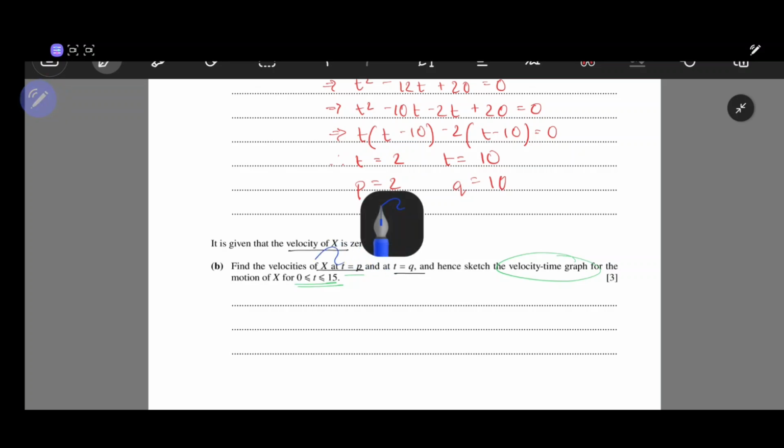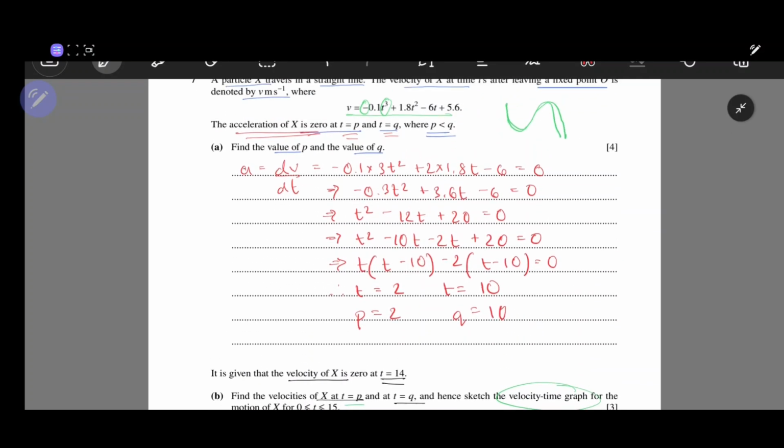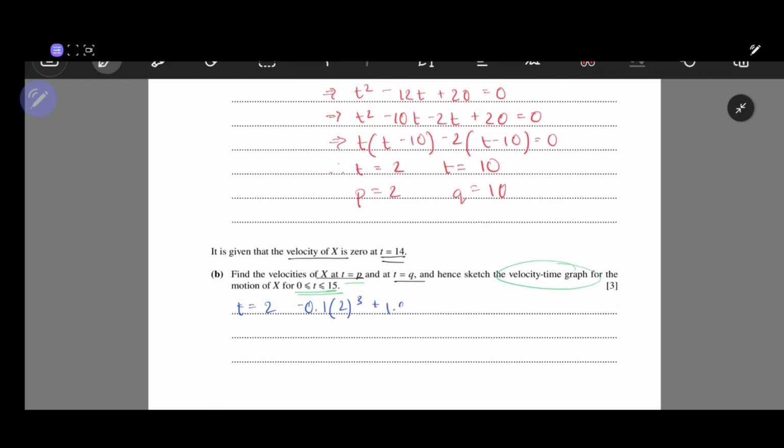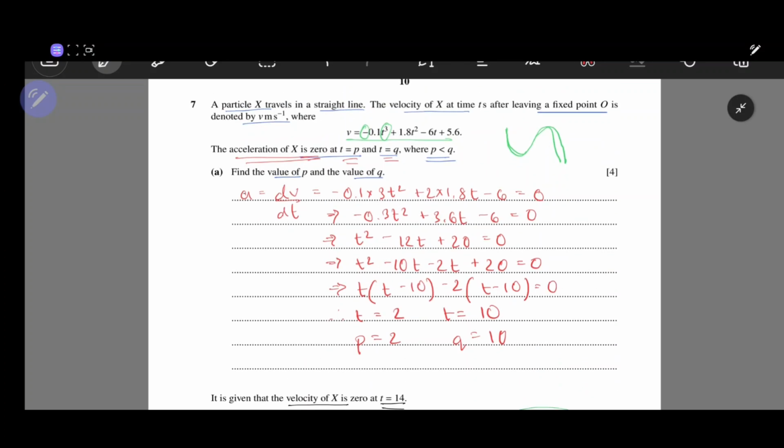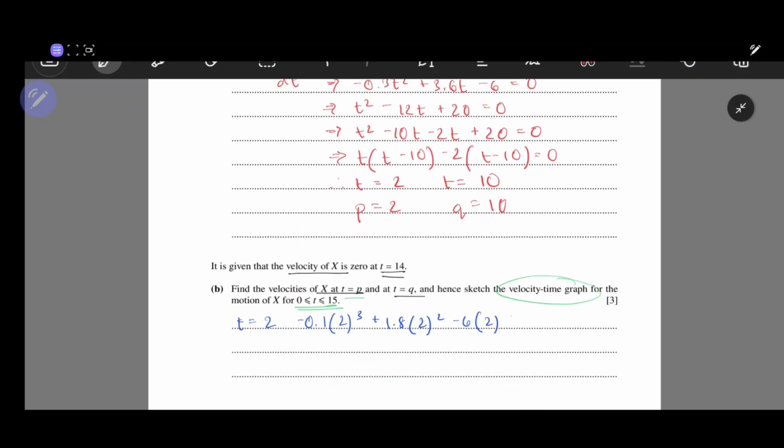So to find the velocity, we just input the value. So t equals 2. So minus 0.1 times 2 cubed, let's look at the equation, plus 1.8 times 2 squared, minus 6 times 2 plus 5.6. So if we solve, the value we get is minus 0.1 times 2 cubed plus 1.8 into 2 squared minus 6 into 2 plus 5.6, which is 0. So we have already solved for p, now solving for q.